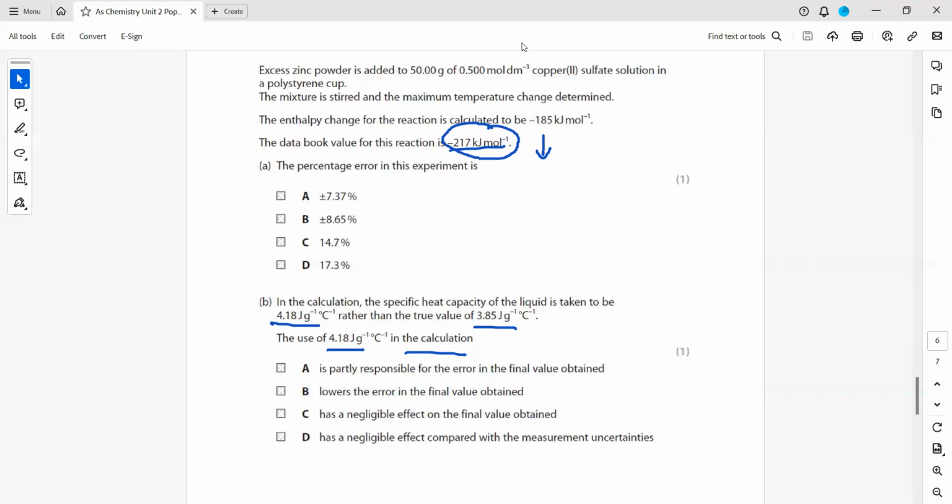Or you can also understand this question like this: if we are using 4.18 in our calculation, but the true value is 3.85, then if we use 3.85, this value will be higher. So the difference between the two values will decrease. Is it clear, this one?